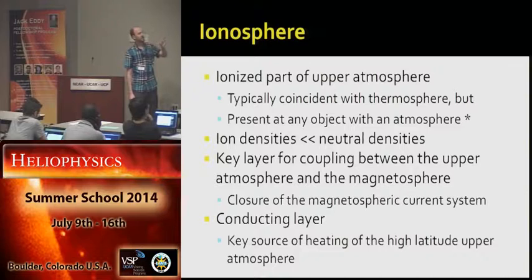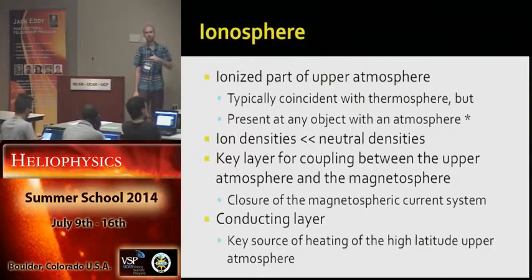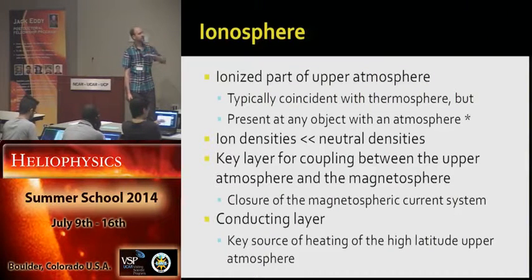And in particular, it allows closure of the magnetospheric current system through the conducting layer in the ionosphere, which we talked about on Saturday and we'll talk more about a little bit later today. And the currents that are driven through the conducting layer of the ionosphere lead to significant heating of the high latitude upper atmosphere, and then that heat is distributed globally throughout the thermosphere.